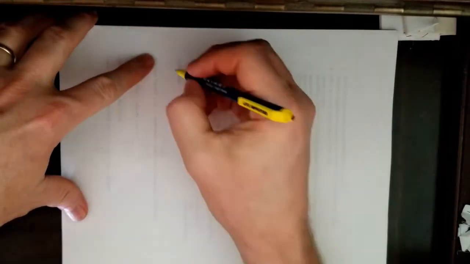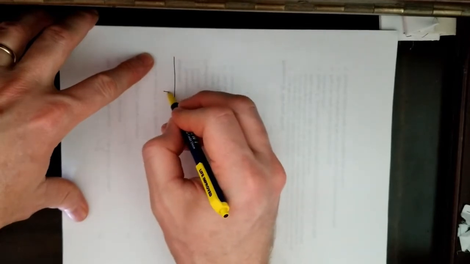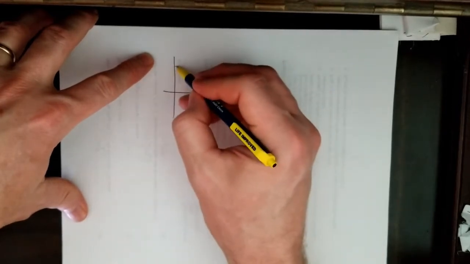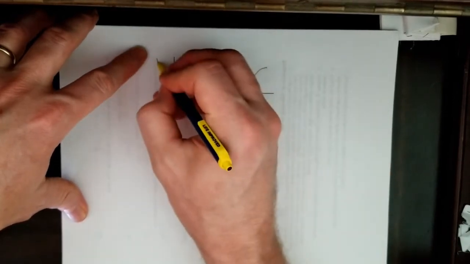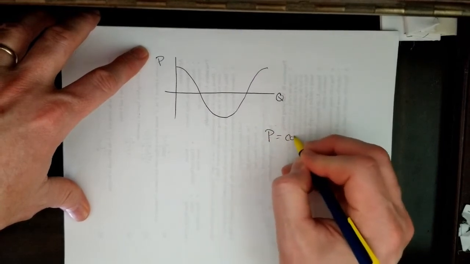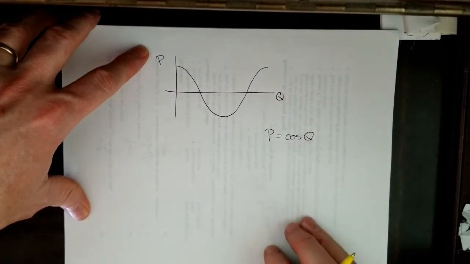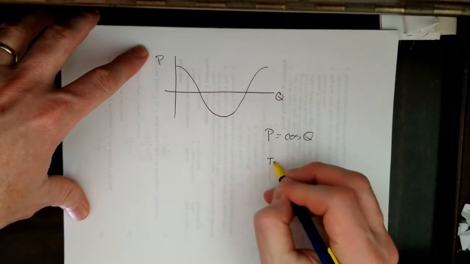If I wanted to describe a wave, let's say a sine wave or cosine wave, and let's say this is P, Q, so P is equal to the cosine of Q. What is the period? And the symbol for period is T.